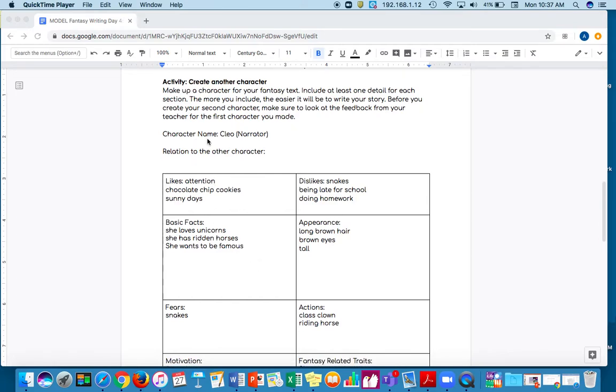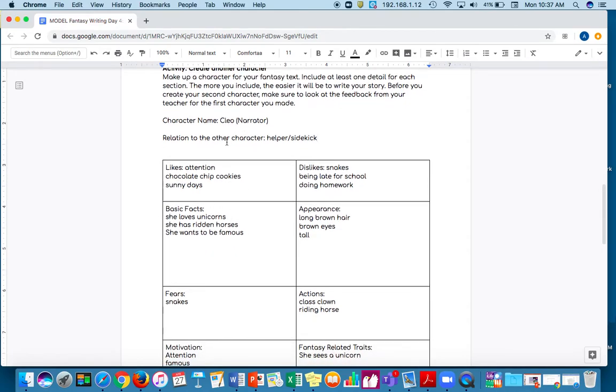So if we look, I gave the character the name Cleo. In the story that we read, though, the character didn't actually have a name, and it was just the narrator. Relation to the other character, Cleo, or the narrator, helped her. So maybe I write helper, maybe I write sidekick.